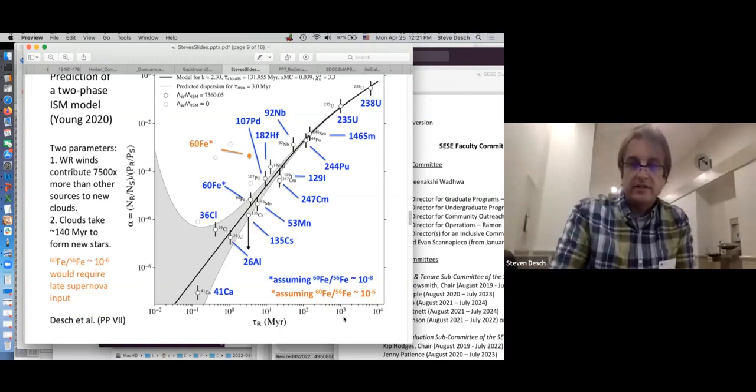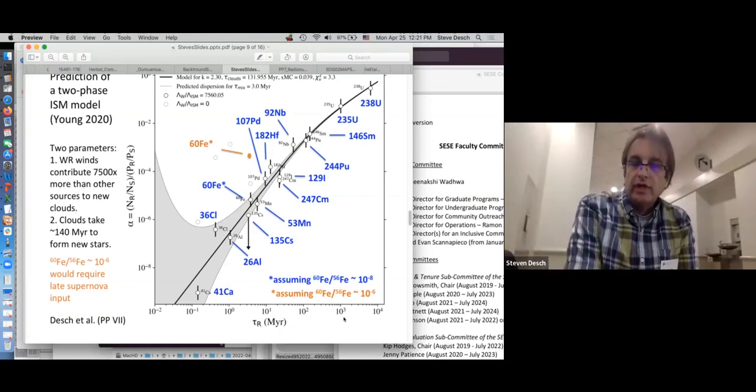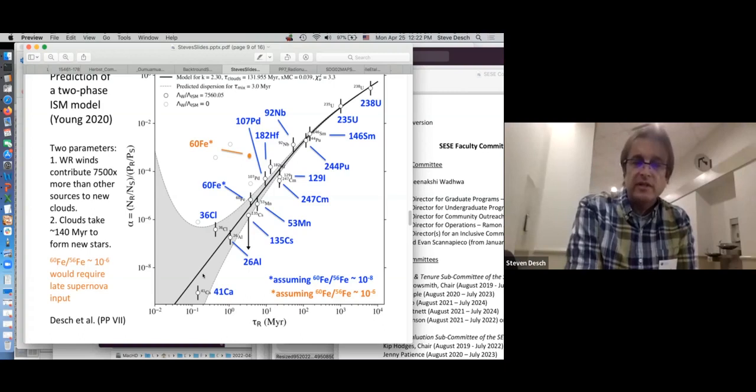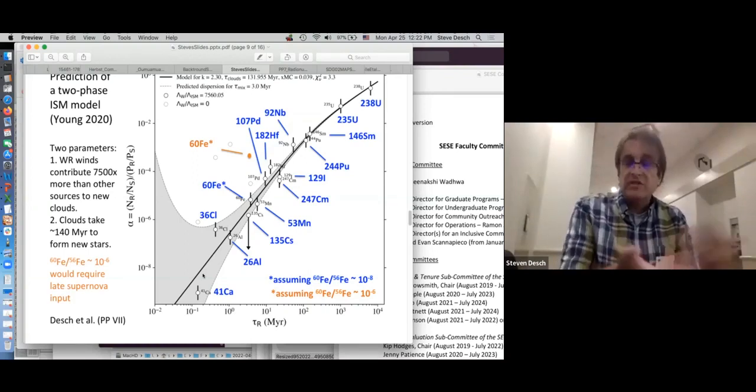And you can see there's a dozen different short-lived radionuclides, extending up to very long-lived ones. And for each one, this black curve is a prediction of how much there should have been in the solar system. It's a model from Ed Young, who's here. It's based on two parameters. You have two input parameters, which is basically how much do Wolf-Rayet winds contribute versus other sources, and how long does it take to mix that material back into new stars. And there's a residence time in this model of 140 million years, which is basically what we see in the galaxy.